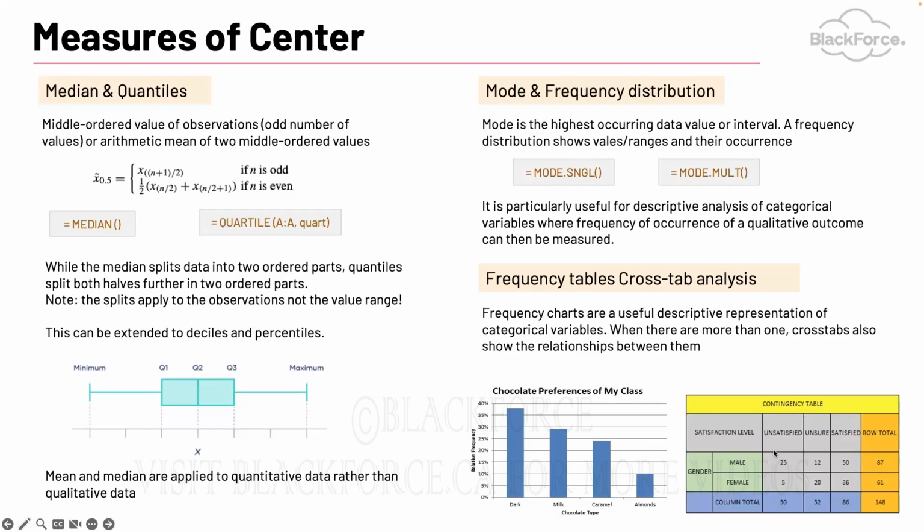And when you have more than one variable, you can also do what you call a cross-tab analysis. So it's just cross-table analysis. What that does is, for example, if this chocolate preference was for the whole class, you can layer on top of it male and female students. So it might be that the female students liked caramel much more than the male students. So even though caramel came third here, caramel might be the highest frequency among ladies. So you already can start seeing how this becomes useful.